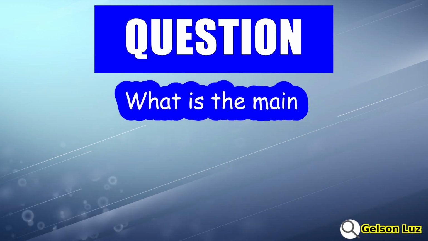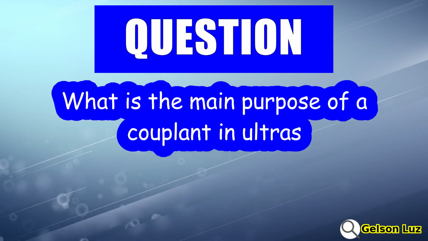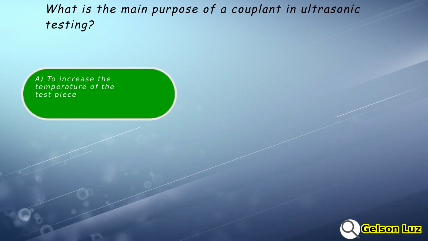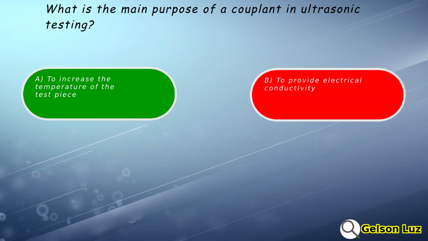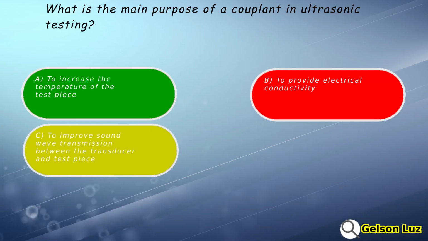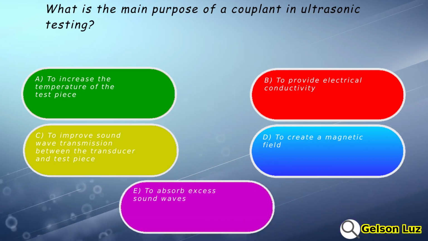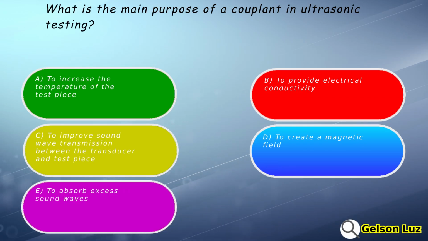What is the main purpose of a couplant in ultrasonic testing? A. To increase the temperature of the test piece. B. To provide electrical conductivity. C. To improve sound wave transmission between the transducer and test piece. D. To create a magnetic field. E. To absorb excess sound waves.